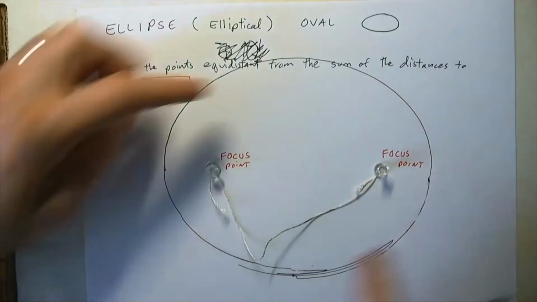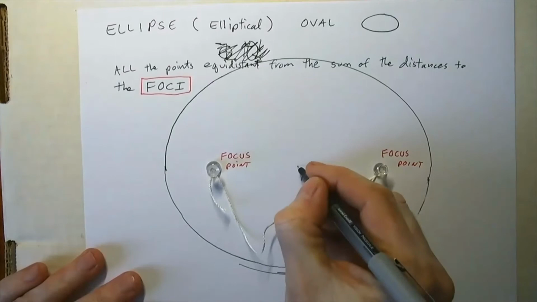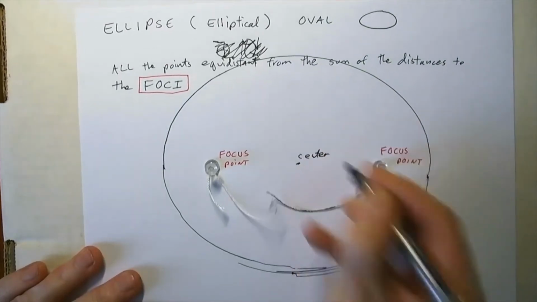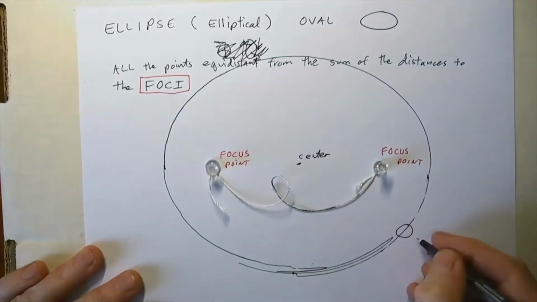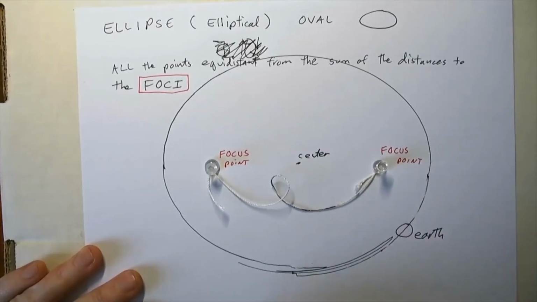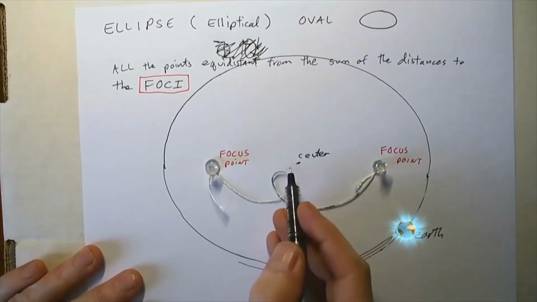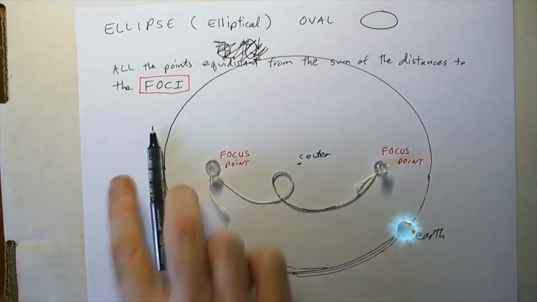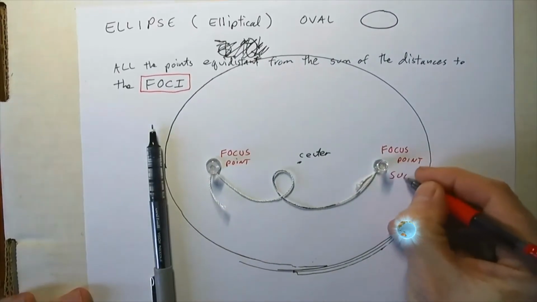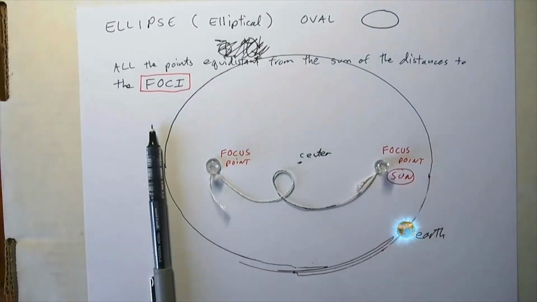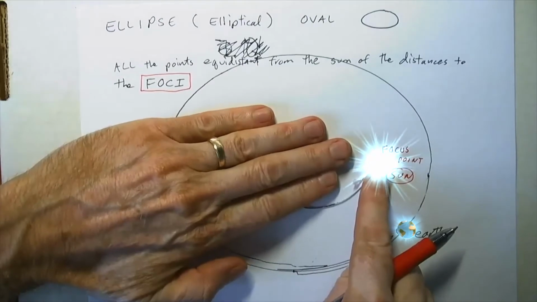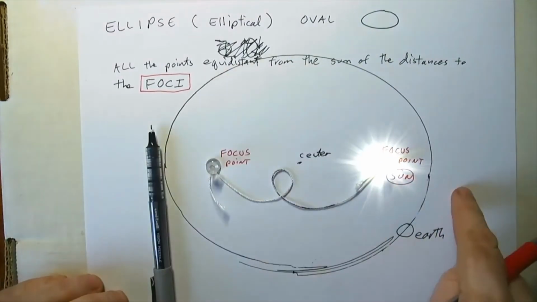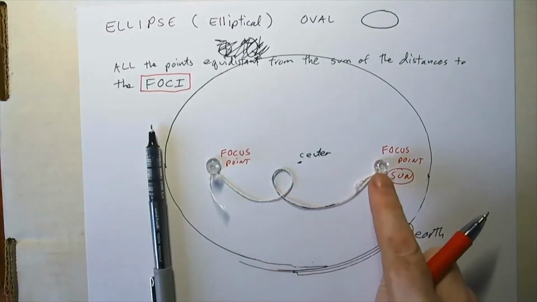Notice it's longer than it is tall. The center is right here. There's a center, but this could be the Earth. And where's the sun? The sun is actually not at the center of our solar system. The sun is at a focus point. It's off to the side. So not only do we go in elliptical orbit, the sun is kind of off to the side.